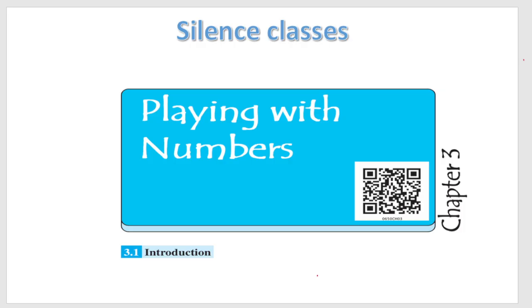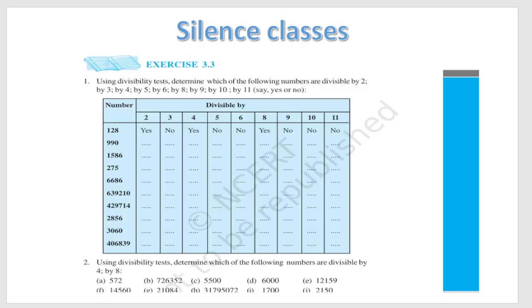Let's continue with chapter number 3, new exercise, that is 3.3. Let's come to the exercise. What the exercise is saying. The first question of the exercise is saying, using the divisibility test, determine whether the following numbers are divisible by 2, by 3, by 4, 5, 6 and so on. If it is divisible, we have to put yes like this, otherwise no.